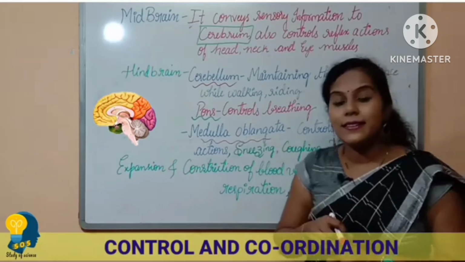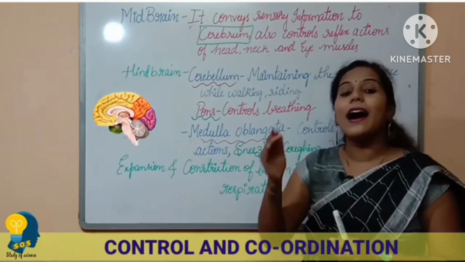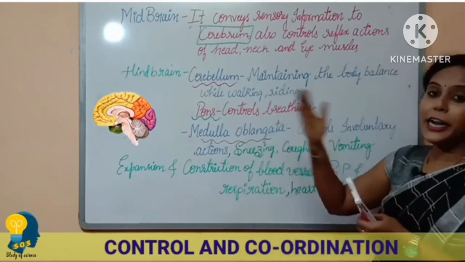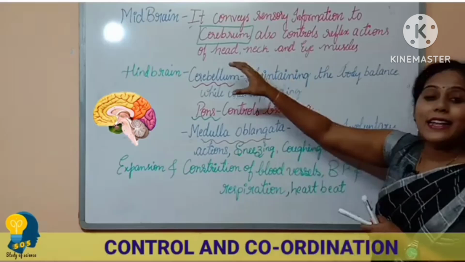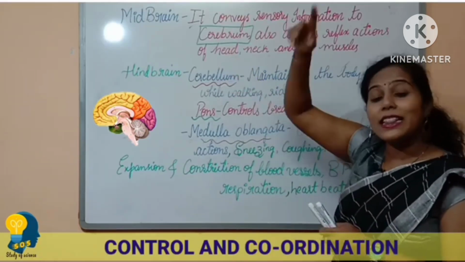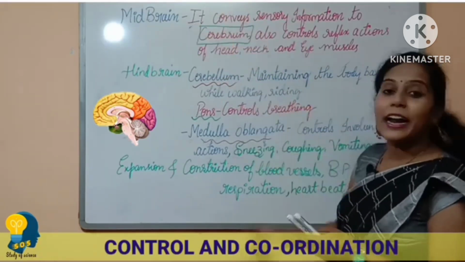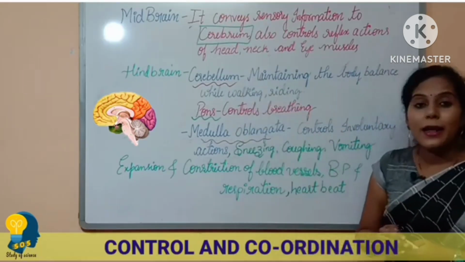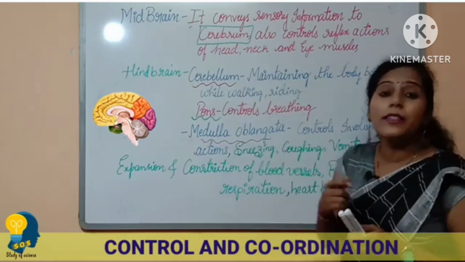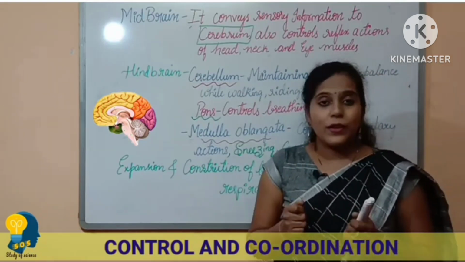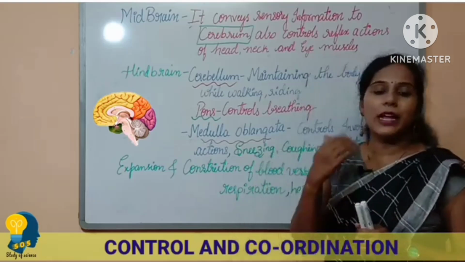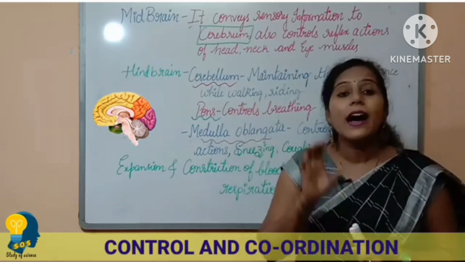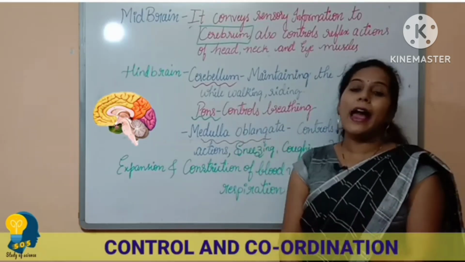Now let us understand the functions of the three parts of the hindbrain. The first one is the cerebellum. Don't confuse: in the forebrain it is the cerebrum, in the hindbrain it is the cerebellum. What is the function of the cerebellum? It helps in maintaining the body balance. For example, if I am standing like this and teaching, who is helping me? The hindbrain. The cerebellum present in the hindbrain is helping me to teach by standing erect.